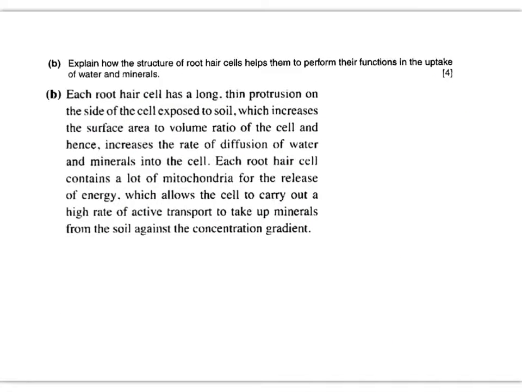Alright, this is the next part. Each root hair cell has a long thin protrusion, or an elongated portion, we can use that too. There's also an extension of the cytoplasm, so there are quite a few, basically to increase the surface area to volume ratio, if you're talking about the elongated portion. Then you can talk about it containing a lot of mitochondria to release energy for active transport, because sometimes mineral uptake or even water uptake can be against the concentration gradient. So the third one you can talk about is the cytoplasm being extended.